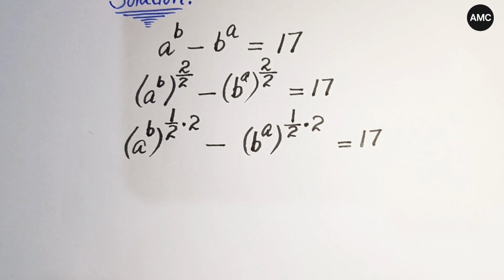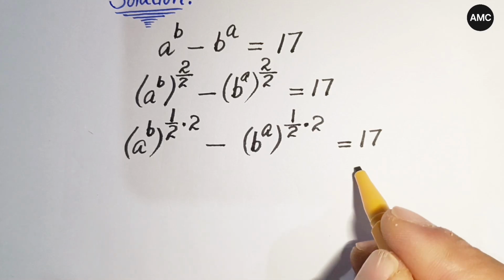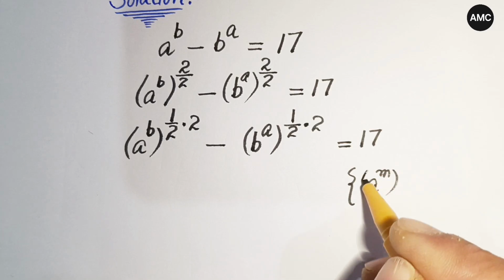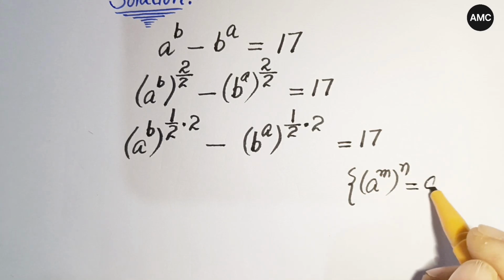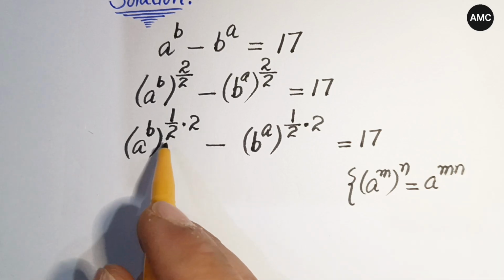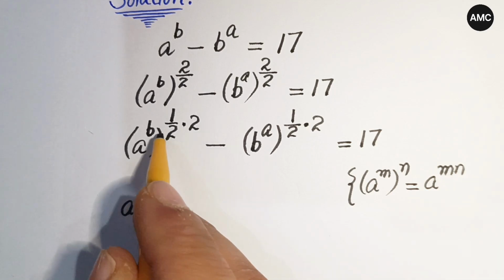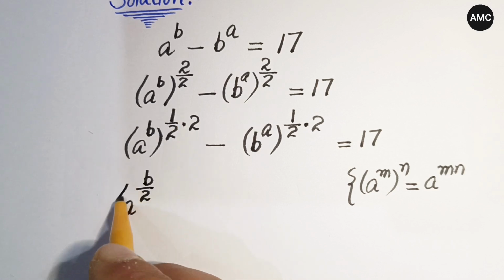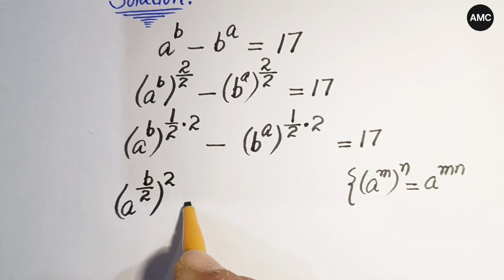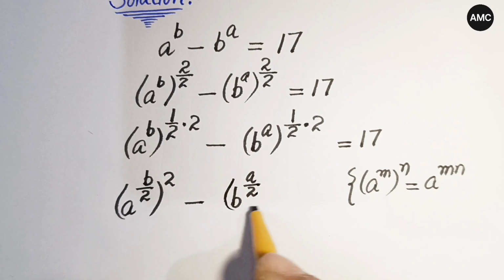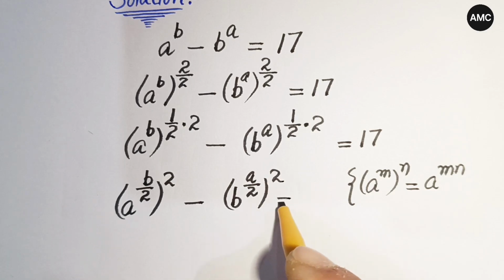Now, as we know, by the exponential identity, a to the power m whole to the power n is equal to a to the power m times n. So here, a to the power b times 1 over 2, that is b over 2, whole squared. Similarly, minus b to the power a over 2 whole squared is equal to 17.